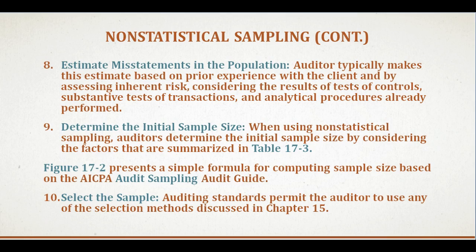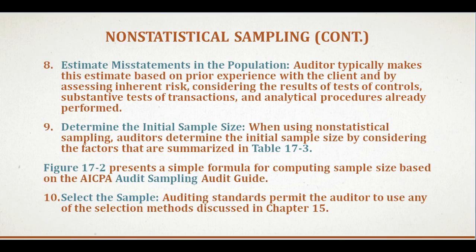The 8th step in audit sampling for the test of details of balance is to estimate misstatements in the population. An auditor typically makes this estimate based on prior experience with a client and by assessing inherent risks, considering the results of the test of controls, substantive tests of transactions, and the analytical procedures already performed during the audit.